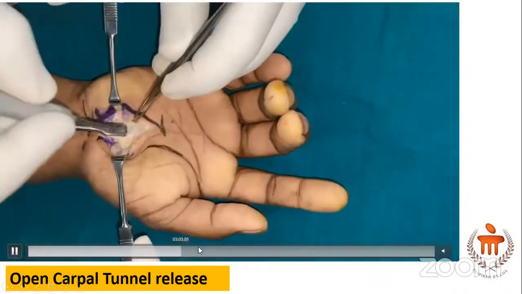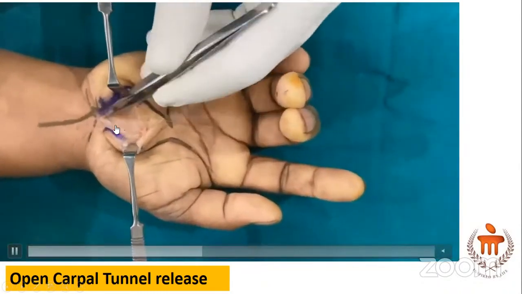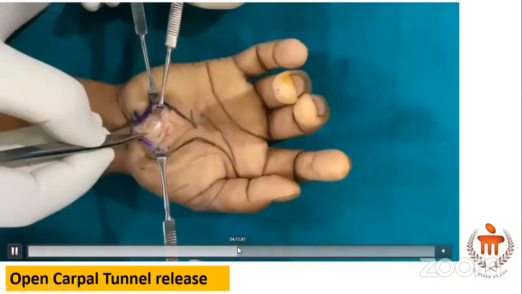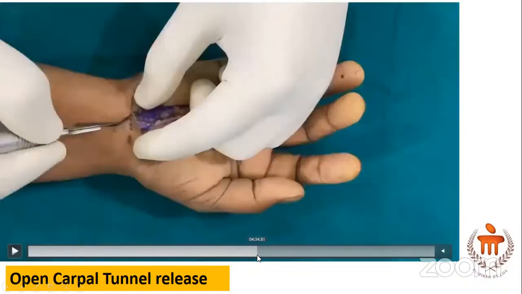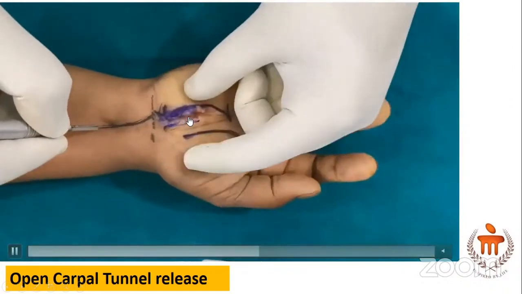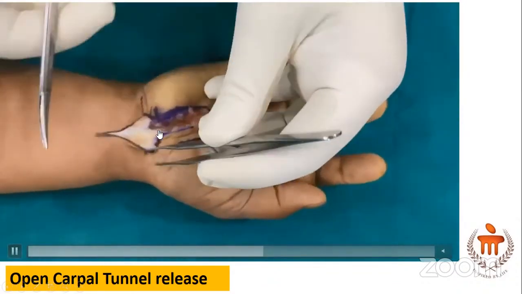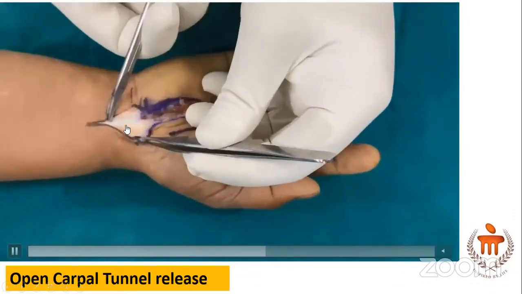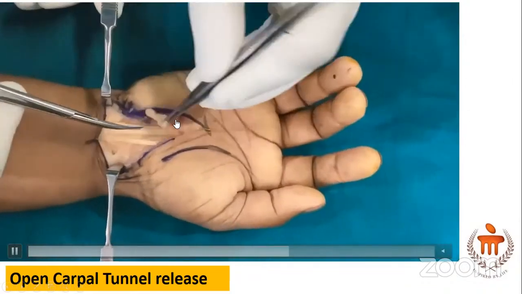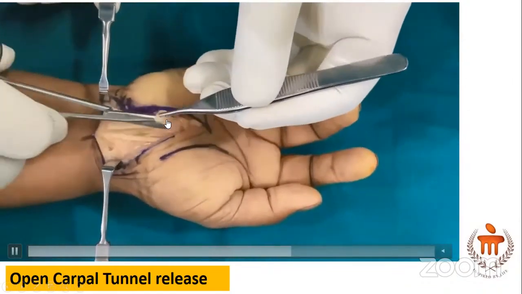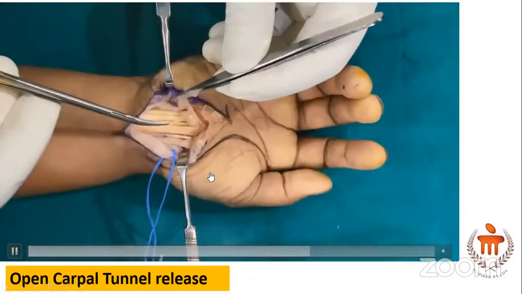So that is the release of the transverse carpal ligament. Go from proximal to distal. That is the transverse carpal ligament which is released, and that's the nerve there. You have to check the contents, and if at all you want to extend, especially in cases like rheumatoid arthritis where you want to do a synovectomy, then only we extend this particular incision. The nerve is retracted here. These are all the flexor tendons, and this is the amount of synovitis which is being cleared by this.